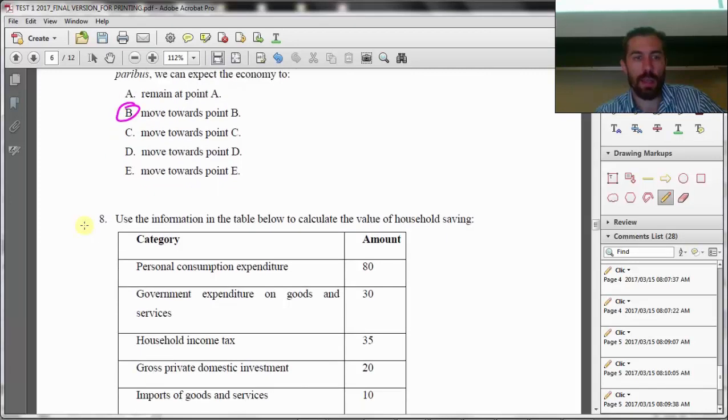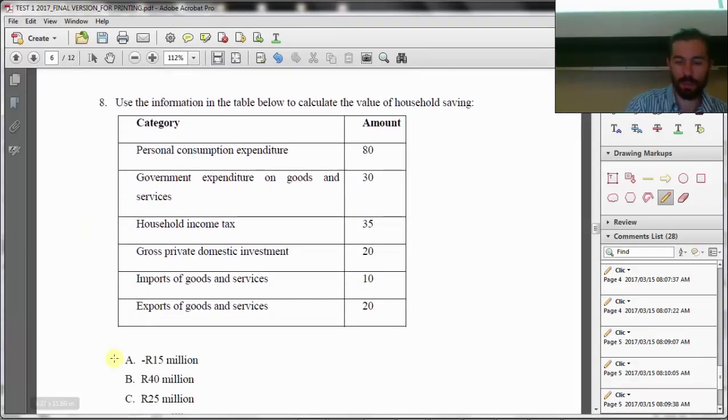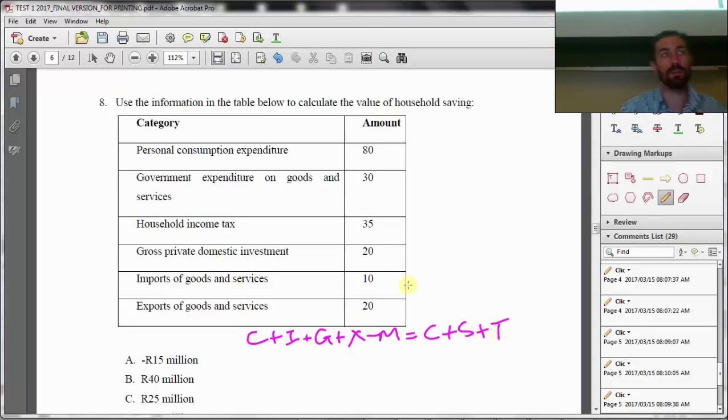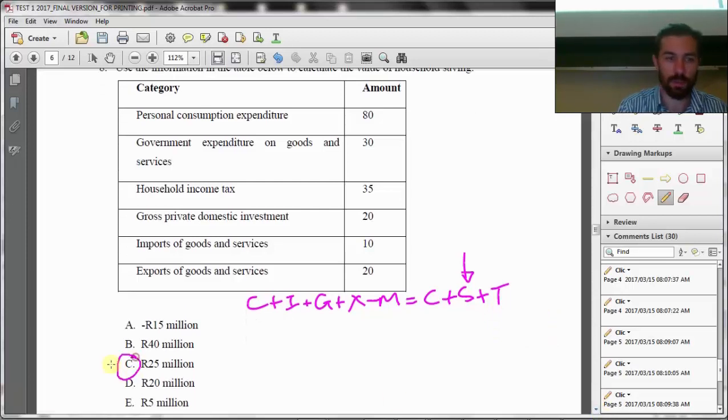Question 8, you've got all this information, the calculation's pretty straightforward. You've got obviously C plus I plus G plus X minus M is equal to C plus S plus T. It's asking you for S, and it's giving you every single other one of those variables. So it's pretty straightforward to calculate what S is. S is equal to, I think, 25.